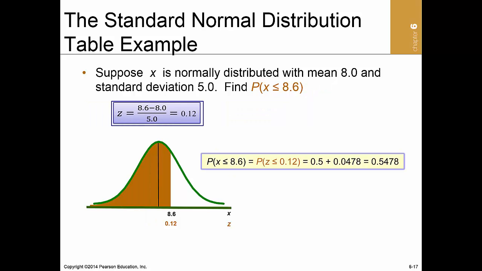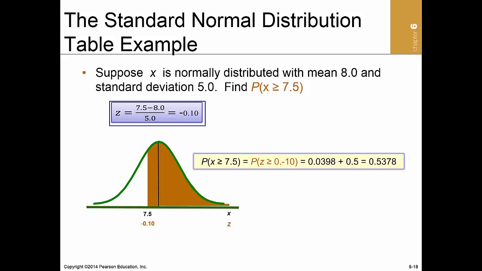And here we want one entire side of the curve, the left side of the curve, and a small portion up to x less than or equal to 8.6. So in this case we got a z-score of 0.12 with a probability of 0.0478. And since we have the whole left side of the curve, we'll add 0.5 to result in a 0.5478 probability for x less than or equal to 8.6.